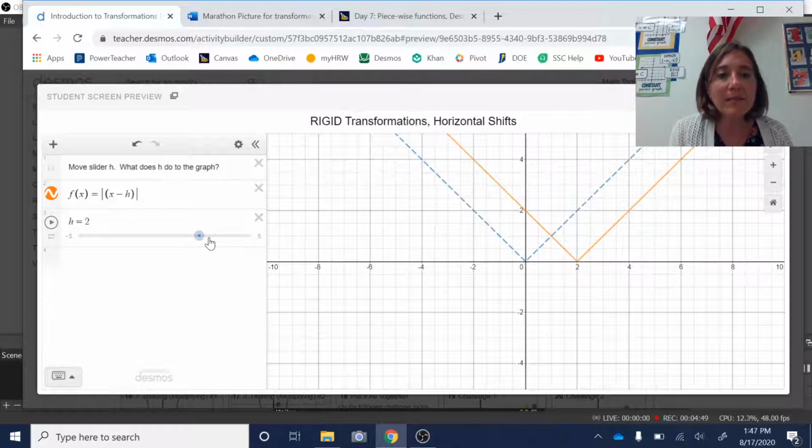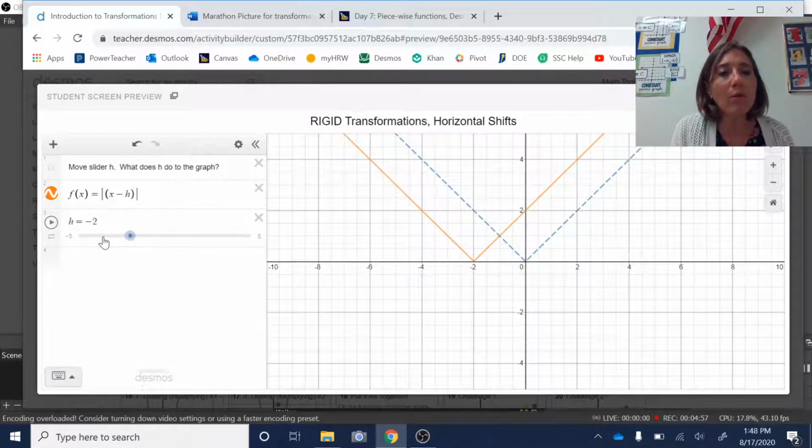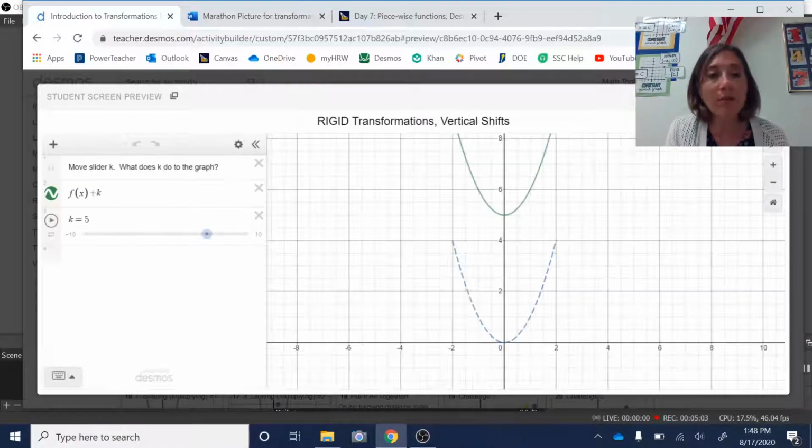So what happens as my H grows more and more positive? And what would happen if my H turns negative? You'll look at both of those styles on that. Go on to the next slide, slide 3.